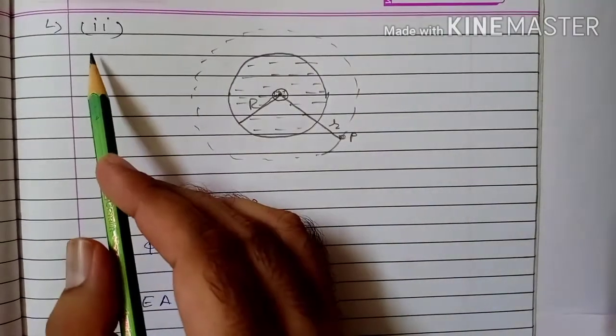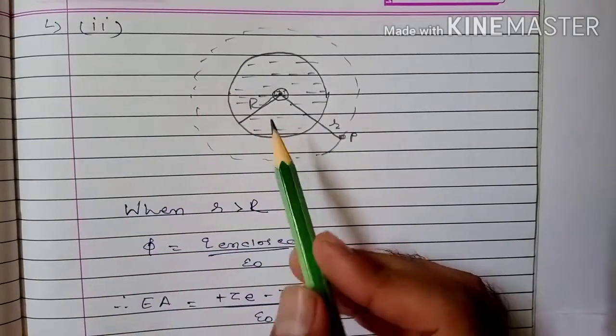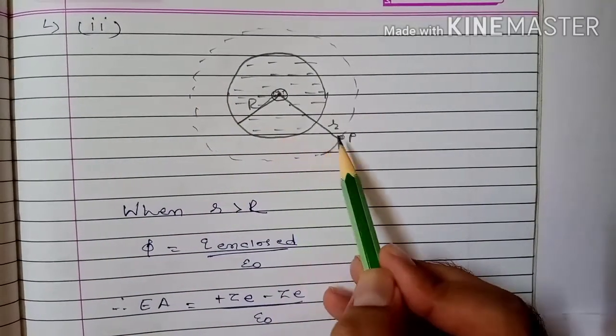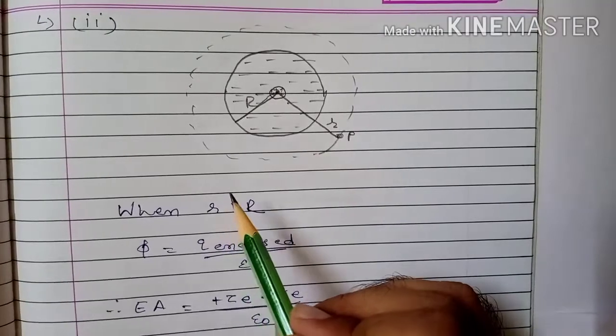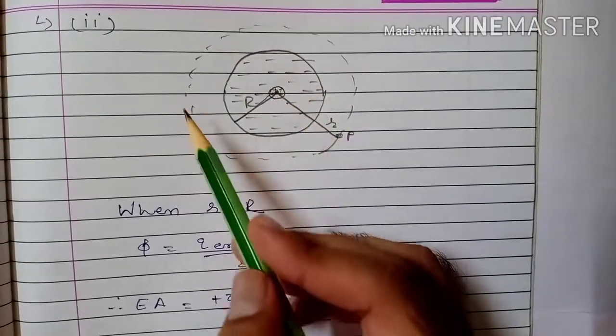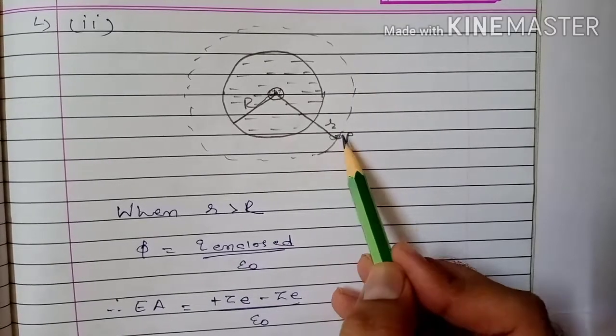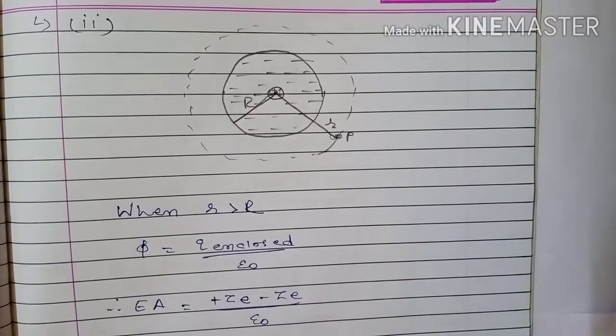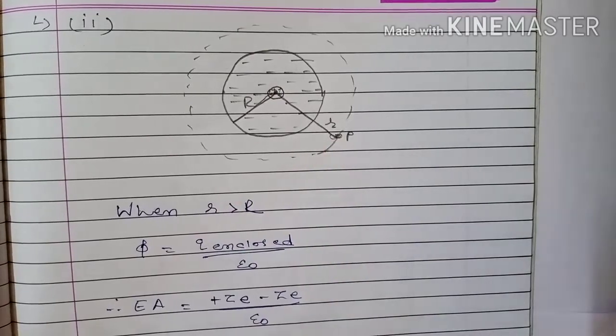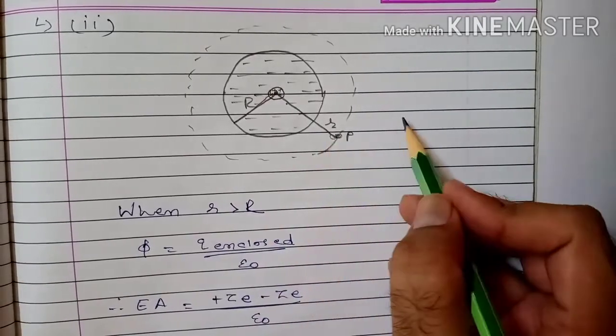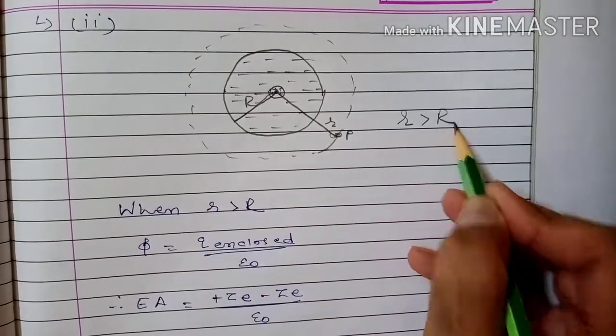Now, in second case, we will find electric field outside the atom. So, we have to consider one point outside the atom. So, let me consider one Gaussian surface, a spherical Gaussian surface I have considered, and this point P lies on the Gaussian surface having radius small r. Here, in this case, small r is greater than capital R.